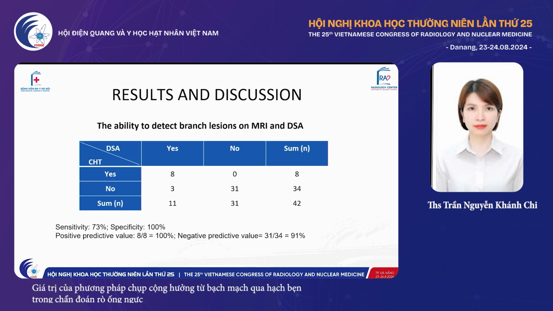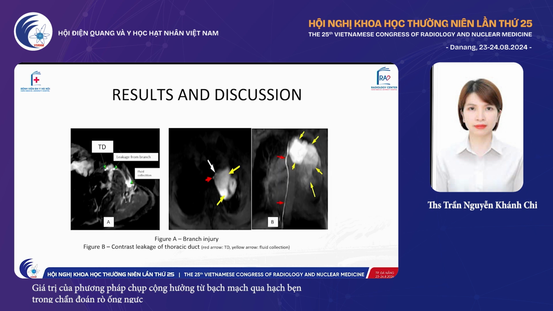About the ability to detect thoracic duct lesions on MRI and DSA, MRI detected 8 cases, while DSA detected 11 cases. MRI has a sensitivity of 73% and a specificity of 100%. Figure A shows a patient with a thoracic duct lesion creating a fluid collection in the left supraclavicular region. And figure B shows a patient with direct contrast leakage from the thoracic duct into the mediastinum.